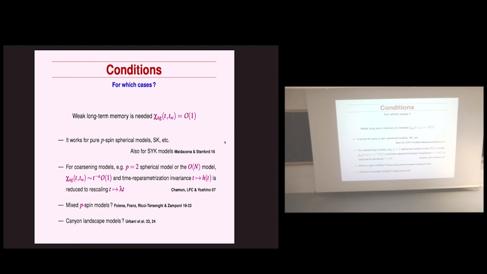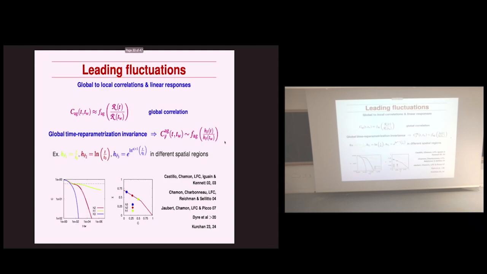Now, the last thing to say is that many years ago, Claudio Chamon had these ideas, which he developed with me and other people, and now Jeppe Dire is picking them up: to try to use this reparametrization invariance to say something about the fluctuations. So what we're doing in those papers is to say, okay, I have this scaling for the global correlation function.